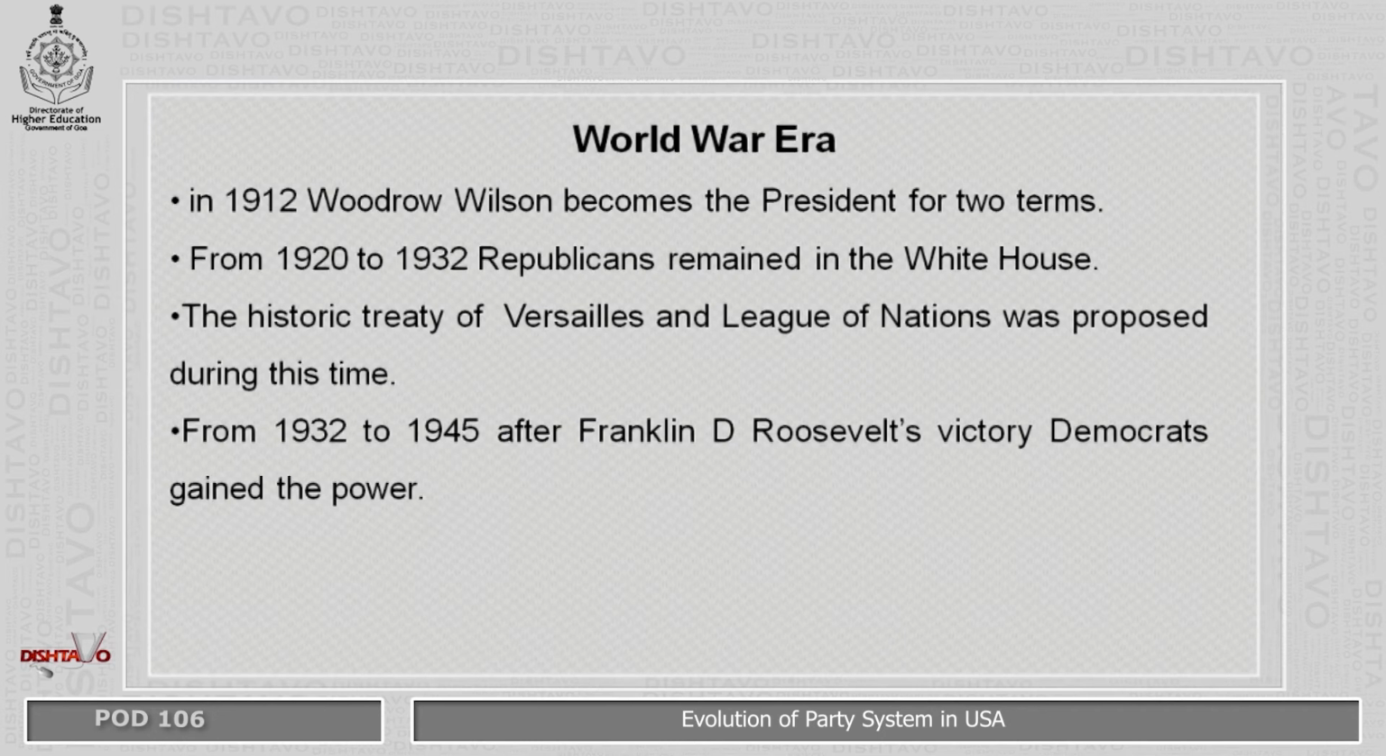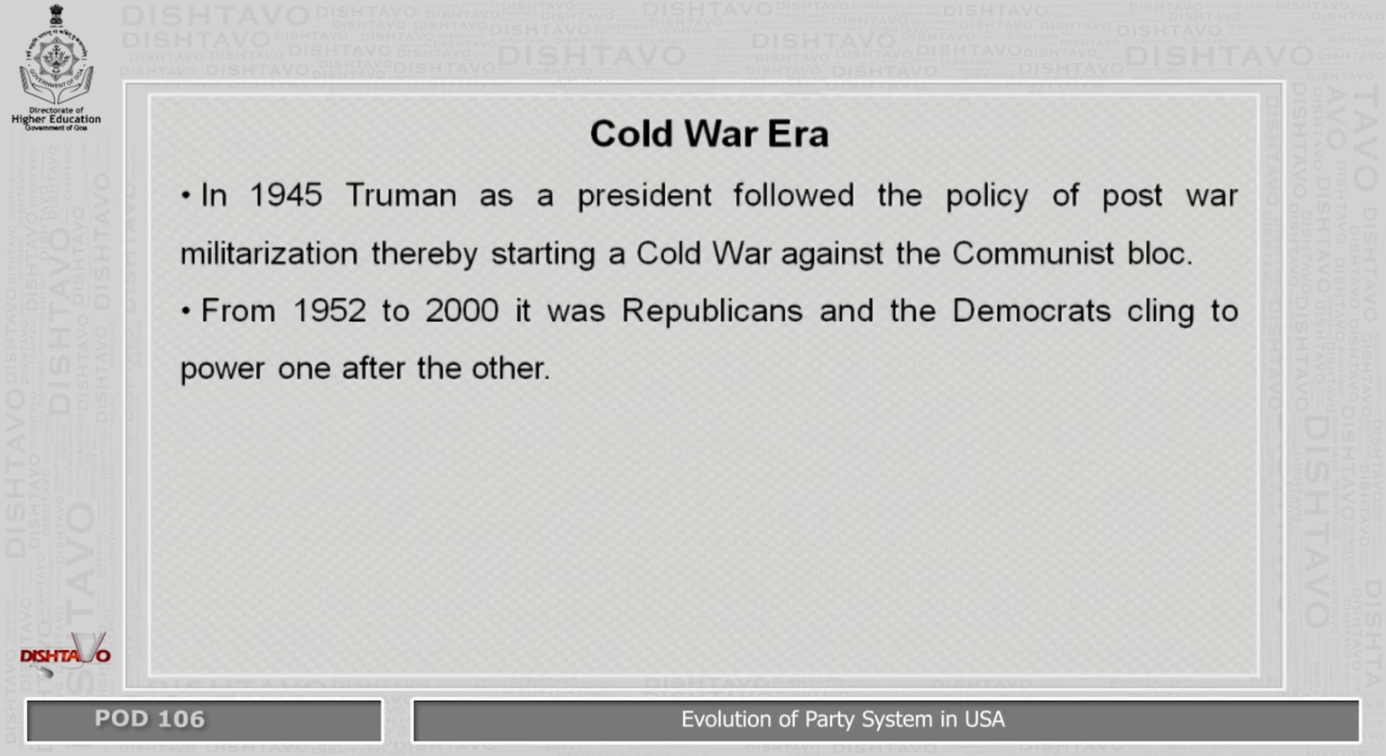So the ones who were against the League of Nations won the elections this time, and it was from 1932 to 1945. Between this time it was Franklin Roosevelt, whereby Franklin Roosevelt ensured the Democrats gained some more strength, and they gained the power. So let us come to the Cold War era.